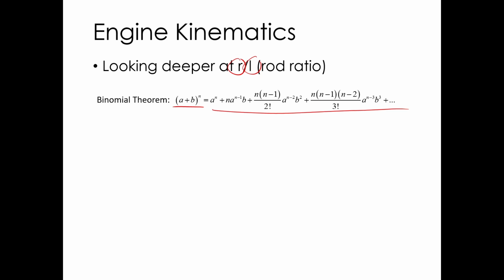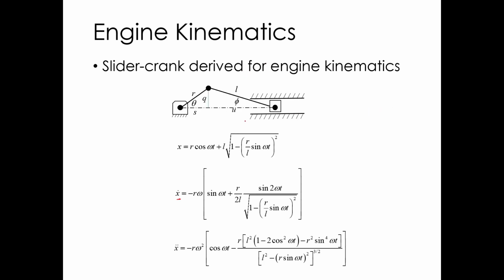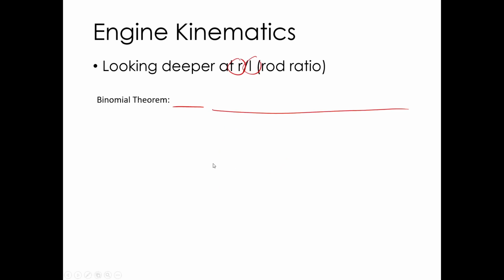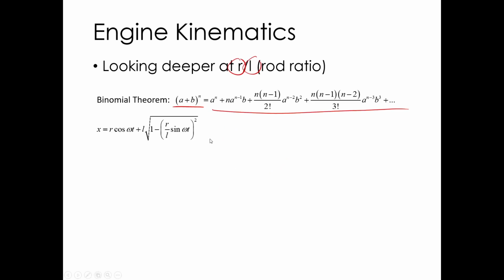At some point, we're going to be able to neglect higher order terms. What we really want to know in this case is in what situation we can neglect higher order terms. That's where we're going to try to get here. So now I need to formulate something in this equation to look like the binomial theorem, otherwise I wouldn't have brought it up, right? So what are we doing?